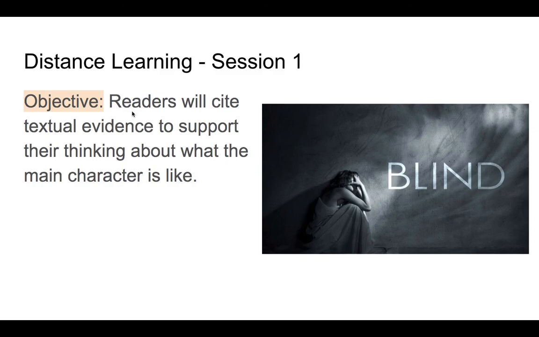That is, readers cite textual evidence to support their thinking about what the main character is like. The big idea behind this is, as you are reading, it's very important to get to know your character because you become invested in them and you get to understand them. When you do that, you care about them and you want to see what happens. It helps you with your comprehension. It can also help you enjoy the book more, which is why we read, to enjoy.